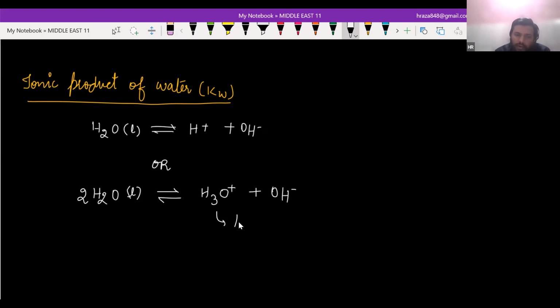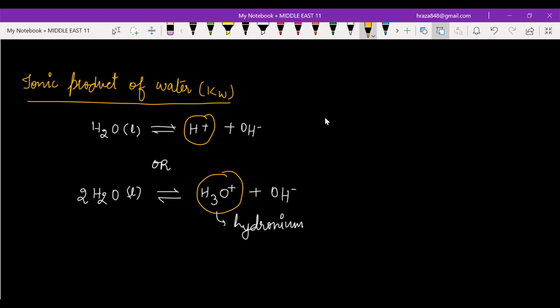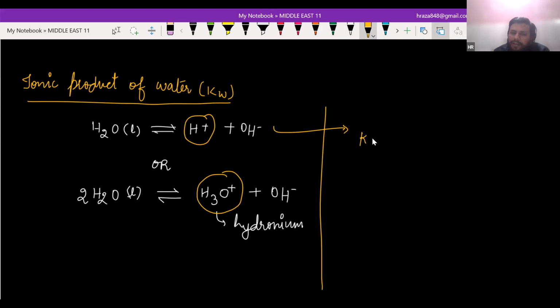This is known as hydronium ion. H plus is highly unstable, so it makes a bond with water and forms hydronium ion, that is H3O positive. Is this clear? There is no difference between H3O positive and H plus. It represents acidic character, that is H plus. Okay, everyone? Yes, sir. Now see, if I write Kc for this reaction, either this reaction or this reaction, it will be the same.